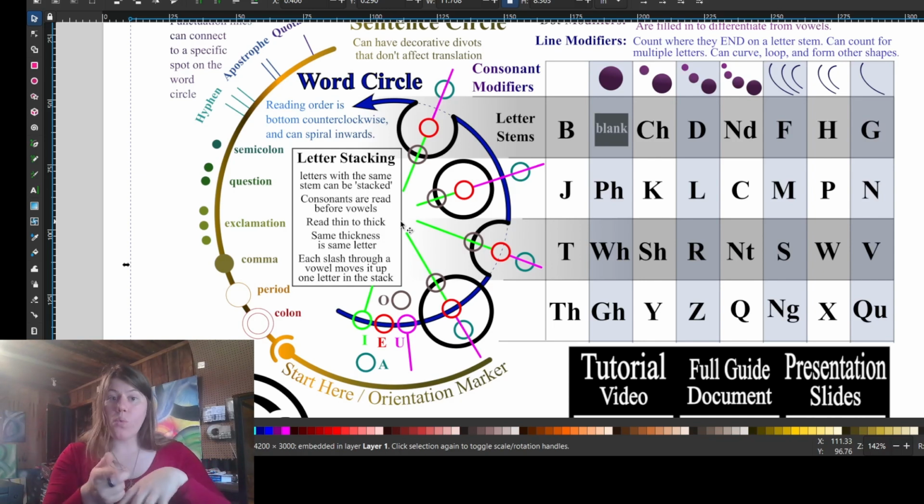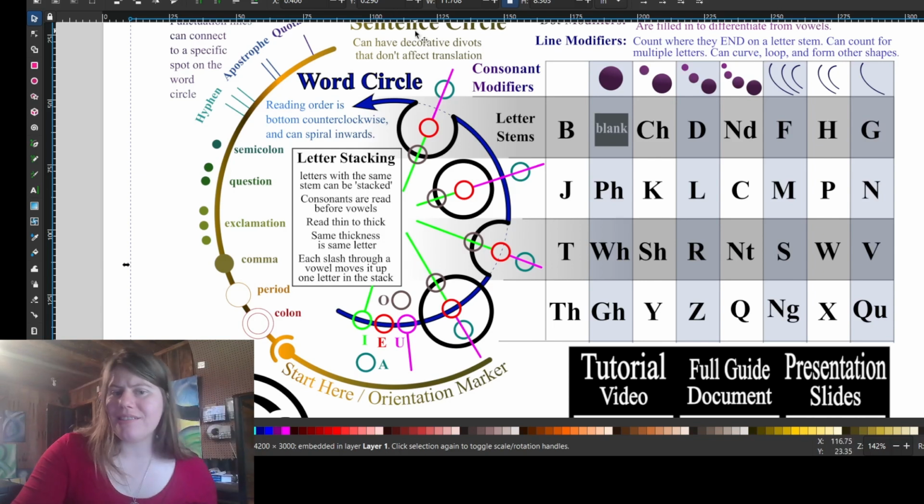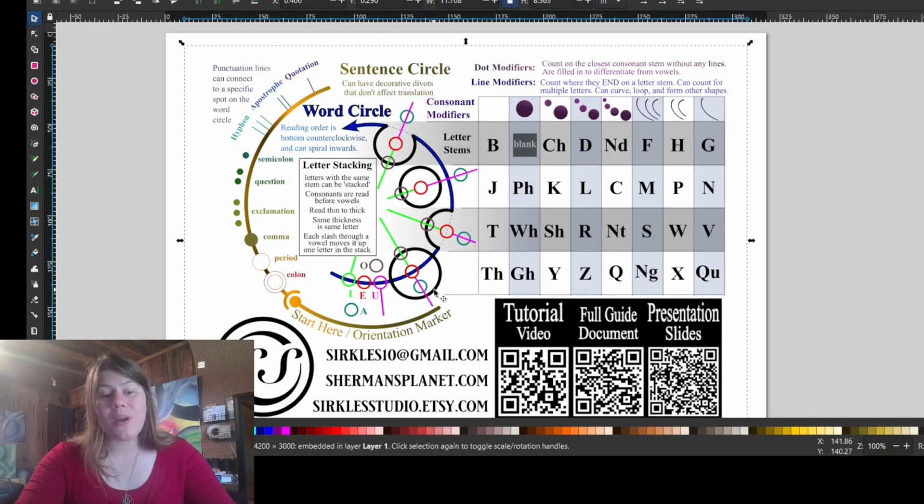And that's relative to the word circle. So, not the sentence circle or anything else. It's relative to the word circle. So, sentence circle. Sometimes you can put a sentence circle around your word circle if you so choose, especially if you have punctuation, because that is where the punctuation marks go.